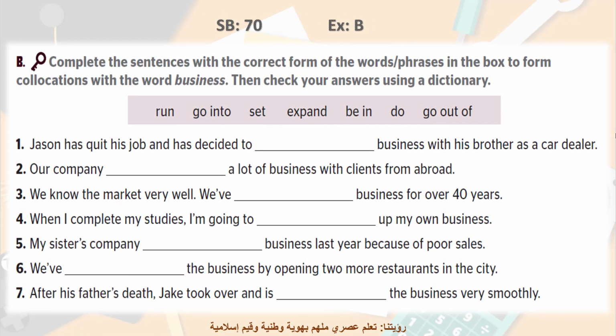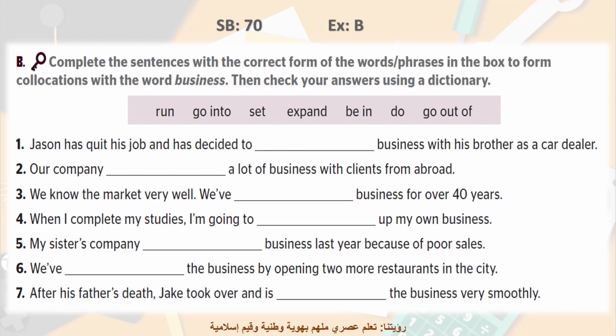Exercise B. Let's read the question. Complete the sentences with the correct form of the words or phrases in the box to form collocations with the noun business. Then check your answers using a dictionary. In fact, I'm not gonna help you with this exercise. I just want you to try to do it alone, by yourself. Pause the video, do the exercise as much as you can, and after that, play the video again to check your answers.